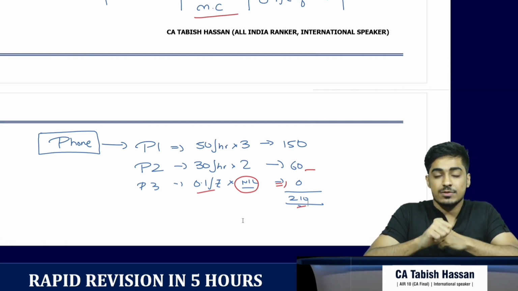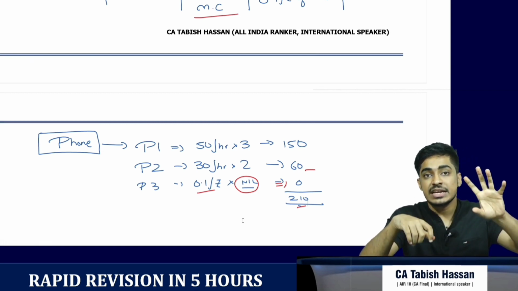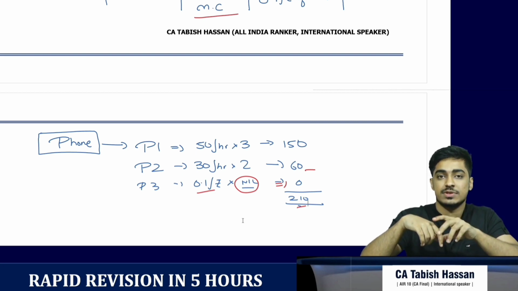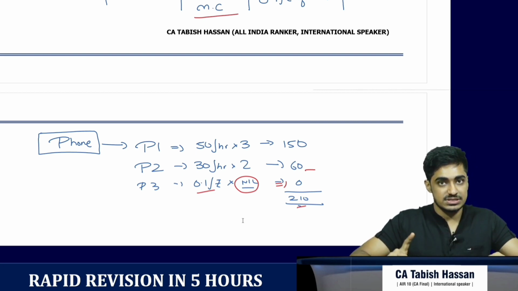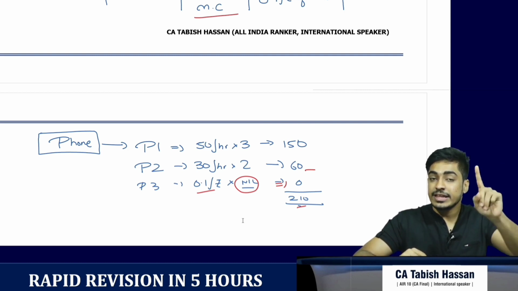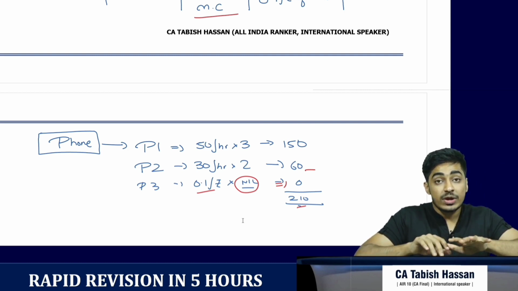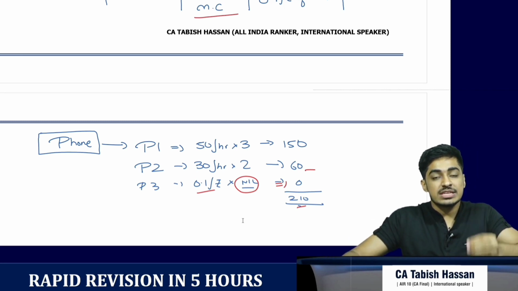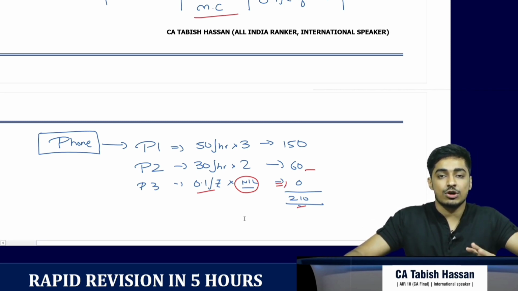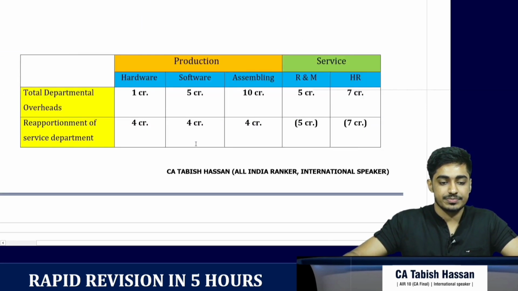So how is it better from single rate? Firstly, in single rate, we were taking the total overheads of the company. Now we are going deeper. We are taking the overhead department wise. Again, in single rate, we were taking just a single basis. Now we are taking more basis. For every department, we are taking one basis. So this gives us a better estimation of cost than single rate.